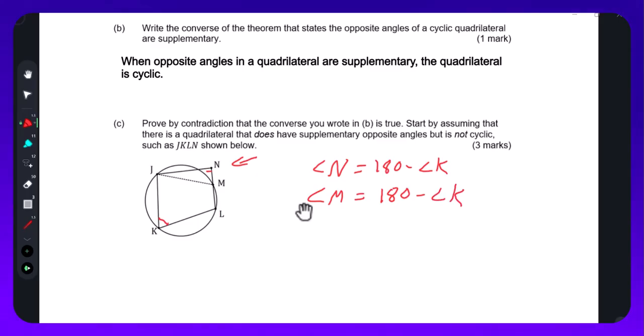But this isn't possible because for this to have occurred they would be parallel, and therefore the JMN triangle wouldn't exist because you wouldn't be able to form a triangle with parallel lines. Because it does exist, it clearly means that, it does sort of prove that you can't have supplementary angles and not be cyclic.